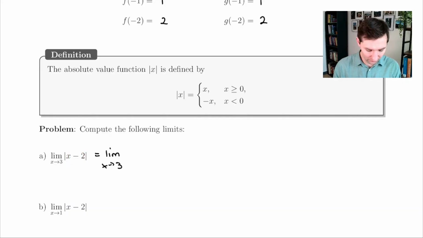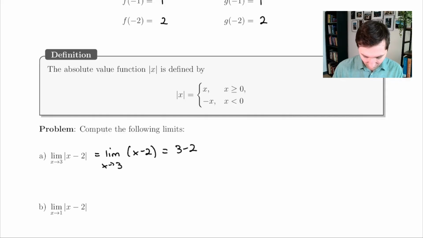What are some x's close to 3? Like 2.9 is close, or 3.1. When I plug in 2.9 to this expression, the expression inside of the absolute value will be positive. When I plug in 3.1, that expression is also positive. That means that as x's get closer and closer to 3, the values inside of the absolute value are always positive. According to my formula, if the values inside of the absolute value are positive, I don't need the absolute value sign. So I can simply write it as the limit of x minus 2. Now plugging in 3 to this expression gives me 3 minus 2, which is 1. So the limit as x approaches 3 is 1.